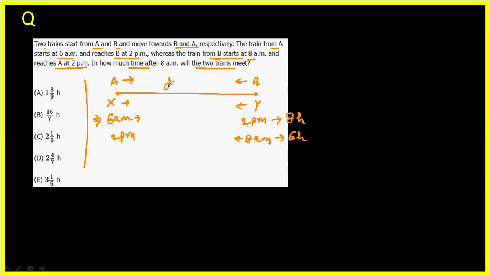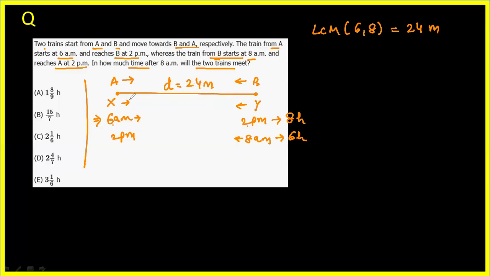Now, is the distance between A and B given in the question? If it's not given, let's take the LCM. These two times are given to us, and the distance you can consider anything: 100, X, or D. To make calculations easy, I would suggest taking the LCM of the two given times. So 8 and 6, what is the LCM of 6 and 8? That is 24. Let's take the distance as 24 miles. It's not given, but to make the question clear, let's take it as 24.